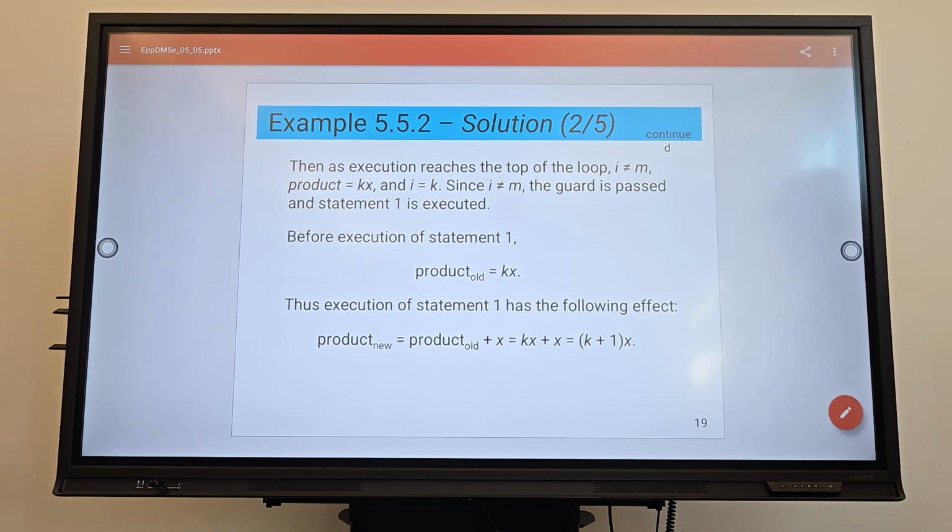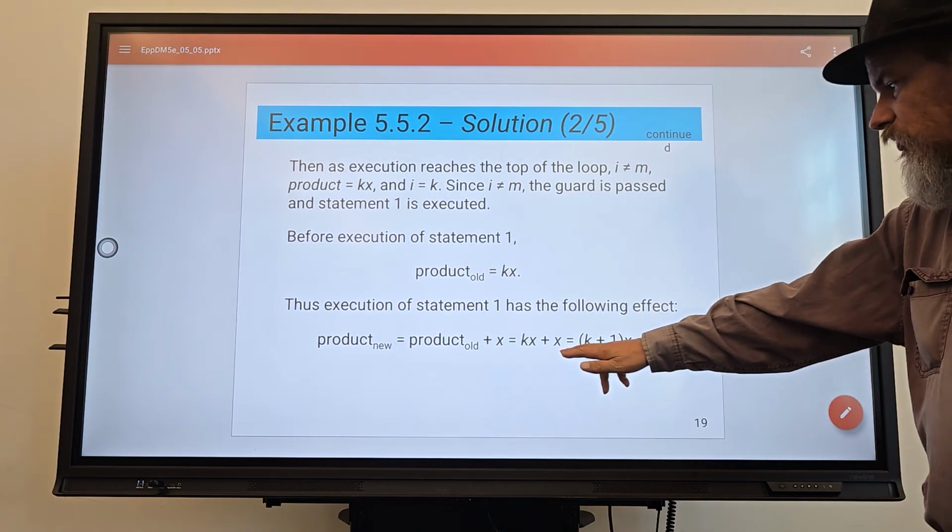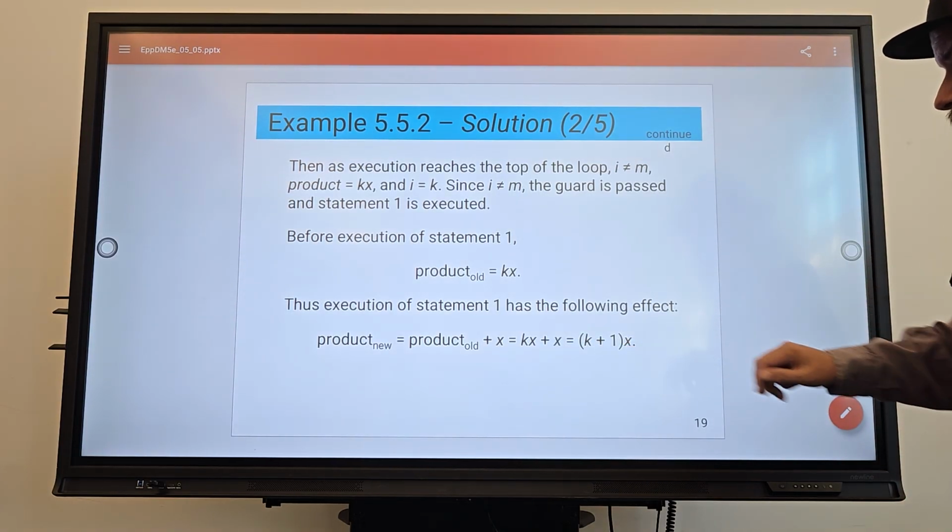Before execution of statement 1, the old product equals k times x. Thus, the execution of statement 1 has the following effect: new product equals the old product plus x, or k times x plus x, which equals k plus 1 times x.